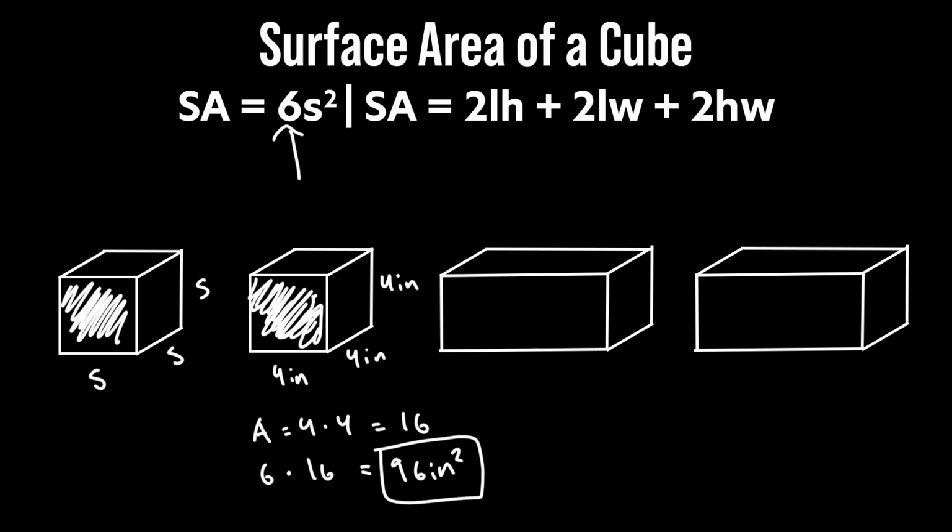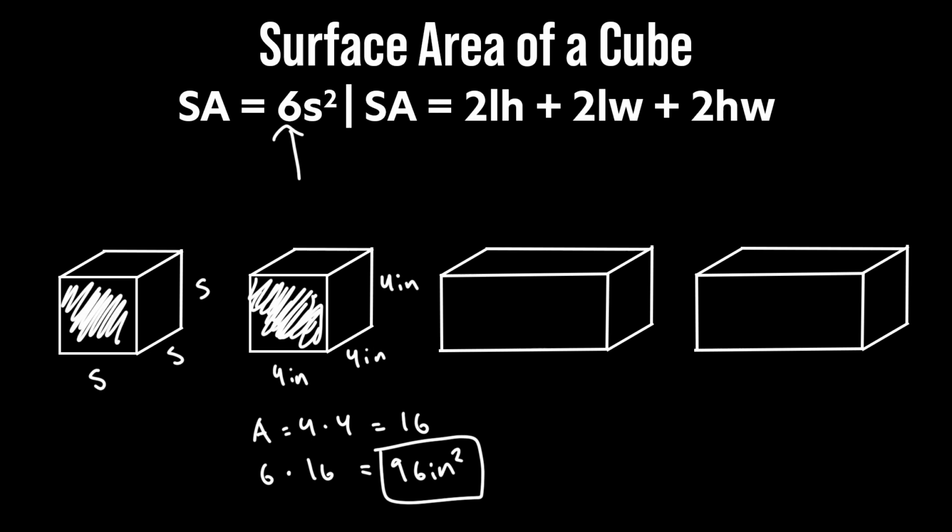Now notice it's not cubed. The reason why is because it's surface area, only the area of the surface. We're not trying to find the volume, which is 3D. Surface area is 2D. Now, how about a rectangular solid? How would that equation be used?